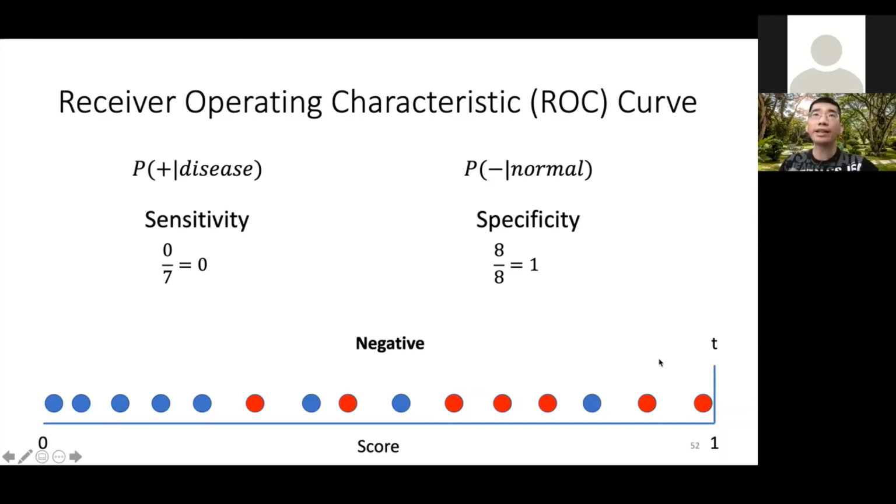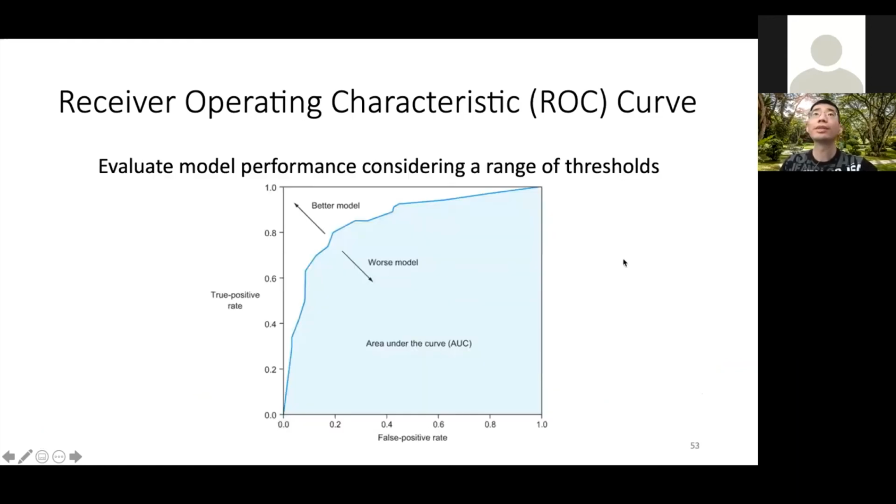So we can take this example to the extreme. For example, we set the threshold to be at 1. In this case, sensitivity is going to be 0, since none of the examples are classified positive. And our specificity is going to be 1, since all the examples are classified as negative, right? So if we compute the sensitivity and specificity at every possible threshold, then we can obtain such a curve, which is called the receiver operating characteristic, or ROC curve, okay?